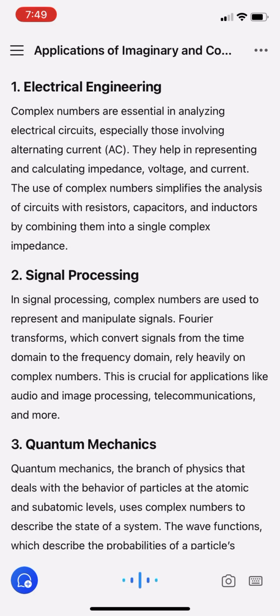2. Signal processing. In signal processing, complex numbers are used to represent and manipulate signals. Fourier transforms, which convert signals from the time domain to the frequency domain, rely heavily on complex numbers. This is crucial for applications like audio and image processing, telecommunications, and more.